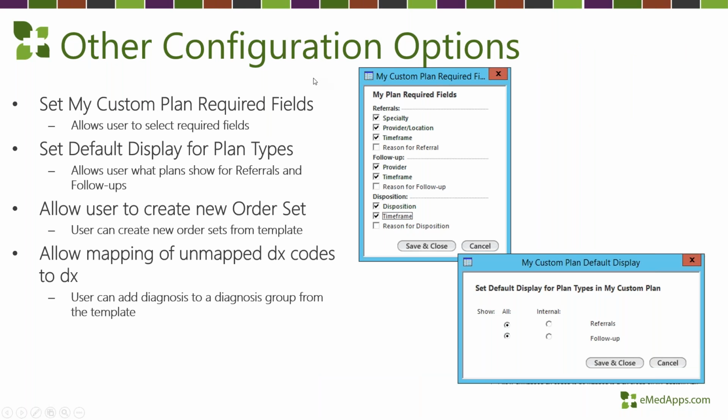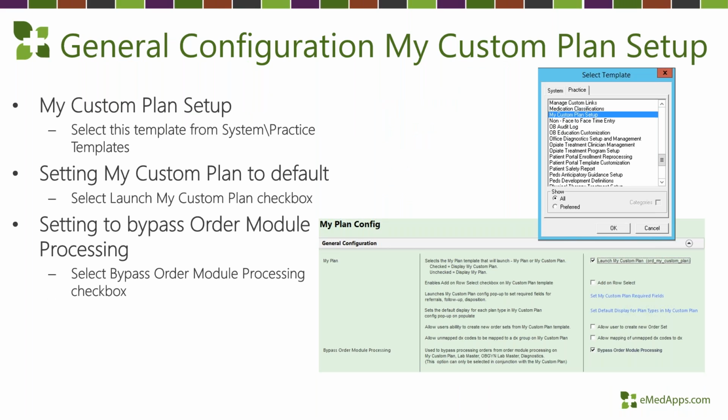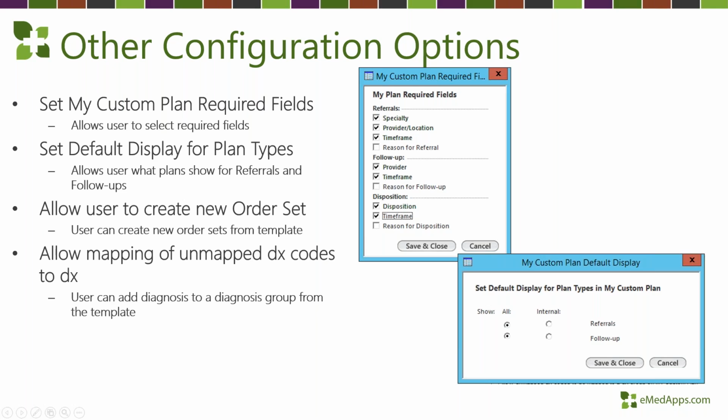A couple other configuration options that I wanted to point out, and you'll see those on the template. You can set the My Custom Plan required fields, which allows users to select required fields. Now there are two links there, and if you look back on the previous slide, the two links are in blue right here. So you have your set My Custom Plan required fields and then set default display for plan types in My Custom Plan. So what I'm doing is kind of expanding on those right now.